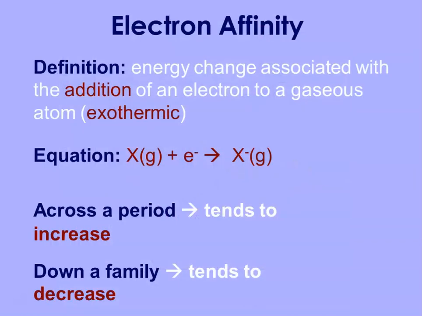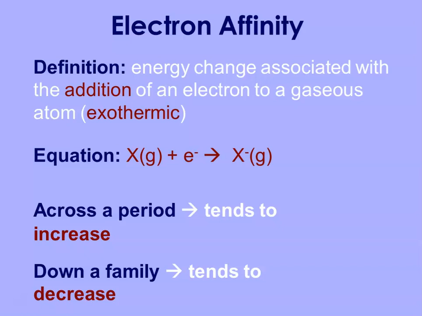Electron affinity is a little bit different than ionization energy. Ionization energy is the energy required, in an endothermic change, to remove an electron. Electron affinity is the amount of energy that is released when an electron is added to an atom. And the trend follows the same pattern. It tends to increase going across a period and decrease going down a family.